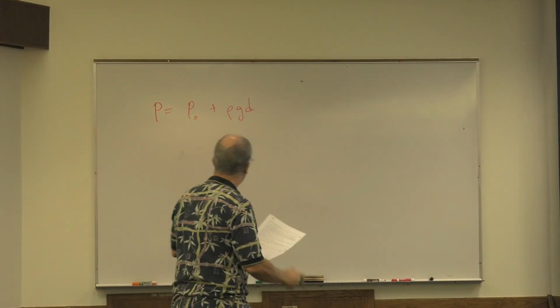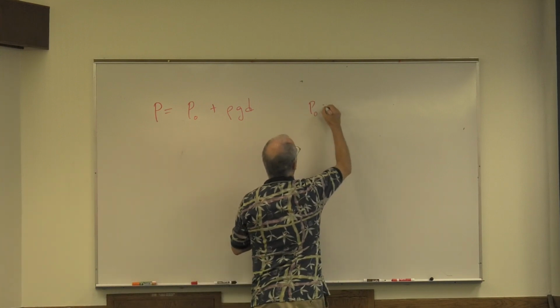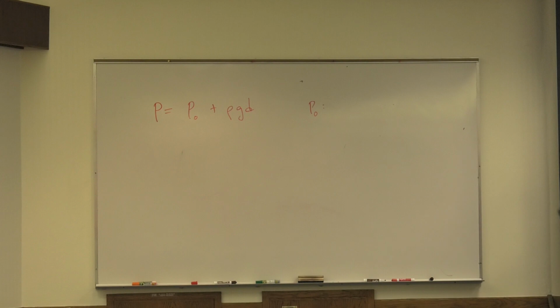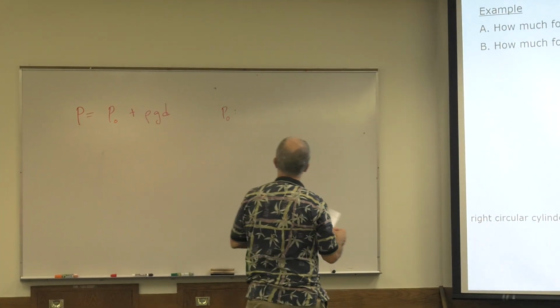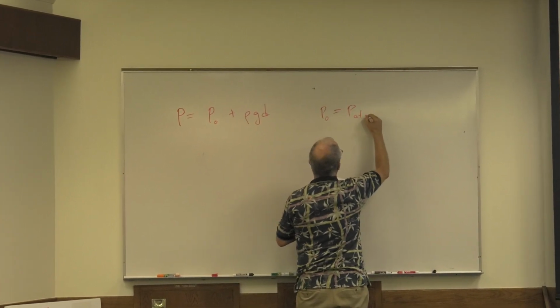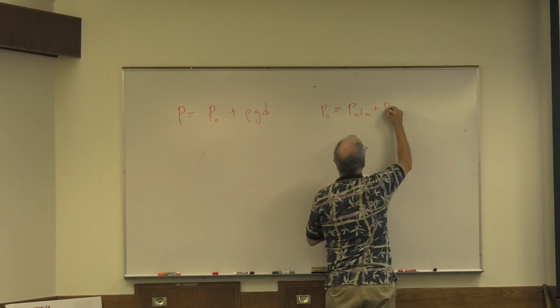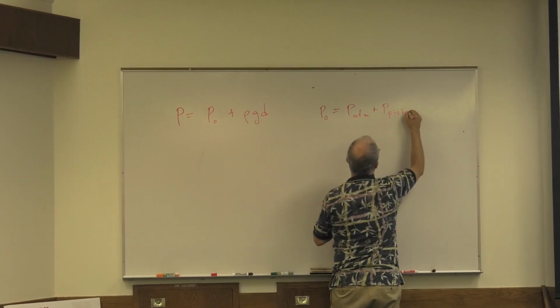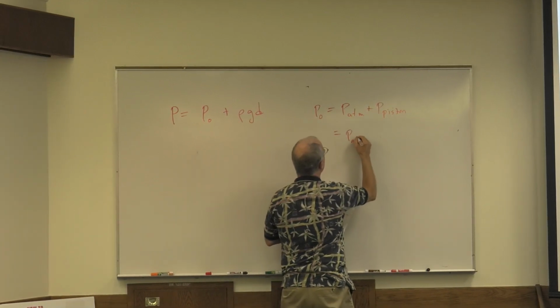Let's figure out P0 first. It is open to the atmosphere, but there's a piston on it. So the piston is exerting a downward pressure as well. So P0 is atmospheric pressure, but it's also equal to that piston pressure, P piston.